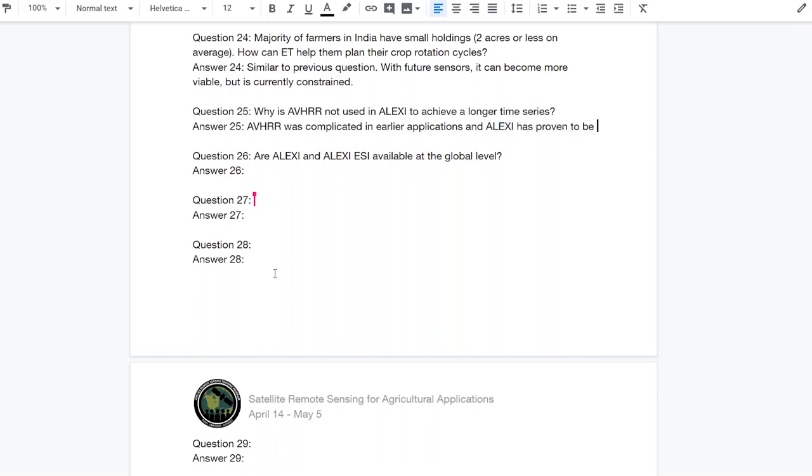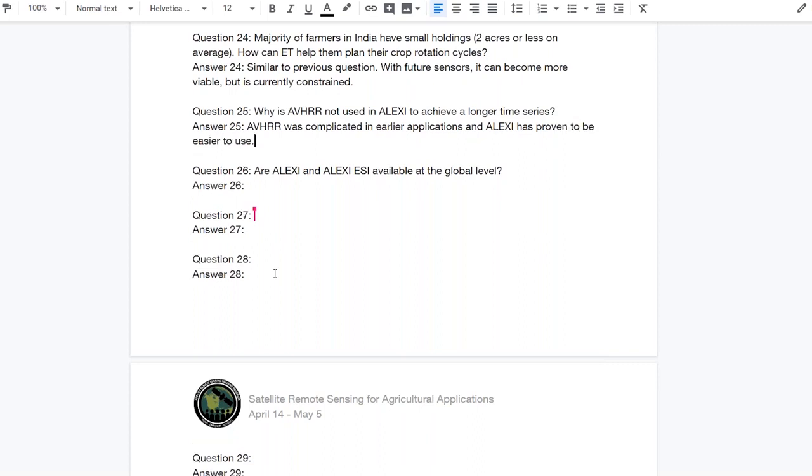Great. And the last question: are ALEXI and ALEXI ESI available at the global level? Yes. We run both the ET and the ESI data from ALEXI at about 5 kilometers globally. The ESI is produced in near real time and is available for download, and I can add the link here after we're done. The ET data is more of a retrospective tool, but we're working on getting it run in more of a near real time mode. Those serve as the boundary condition for our disaggregation tool, DisALEXI, when we want to run that field scale method over different areas of the globe.